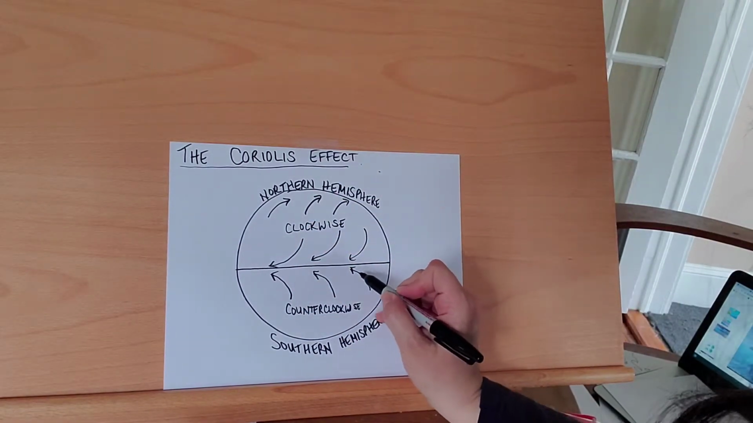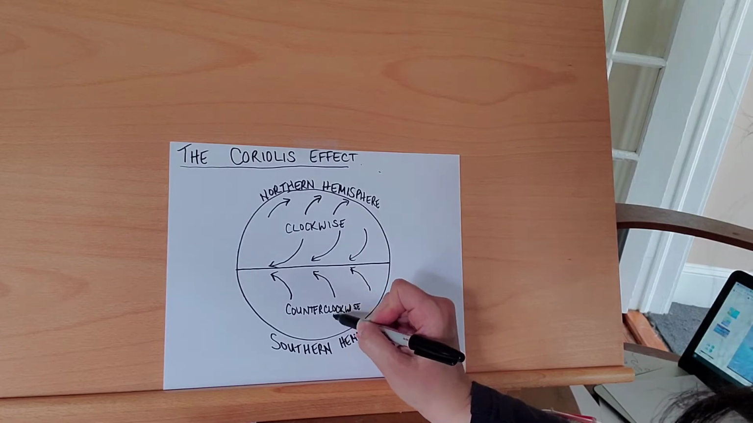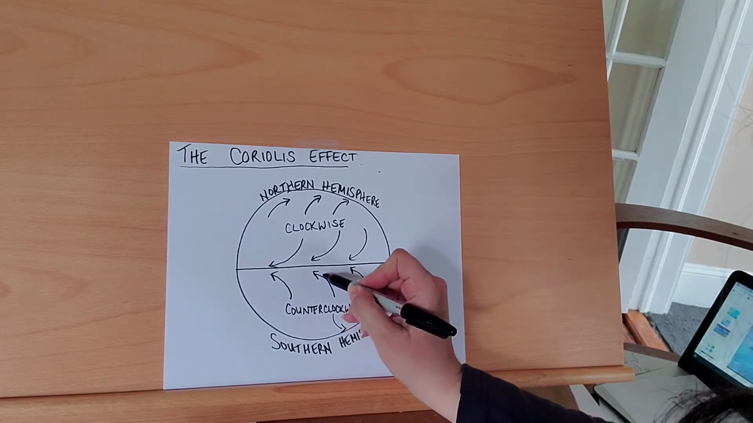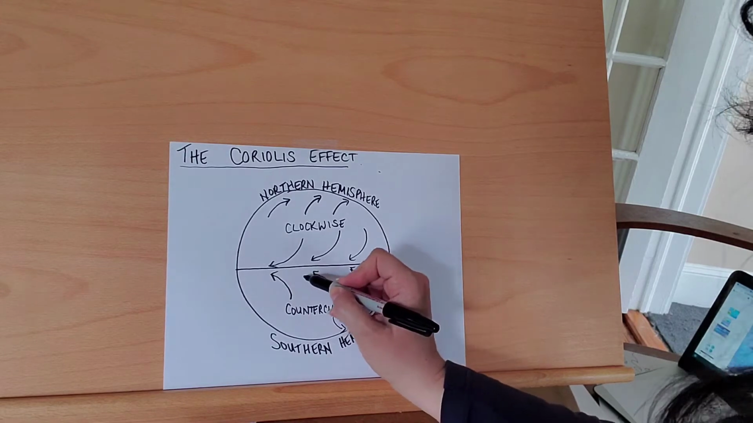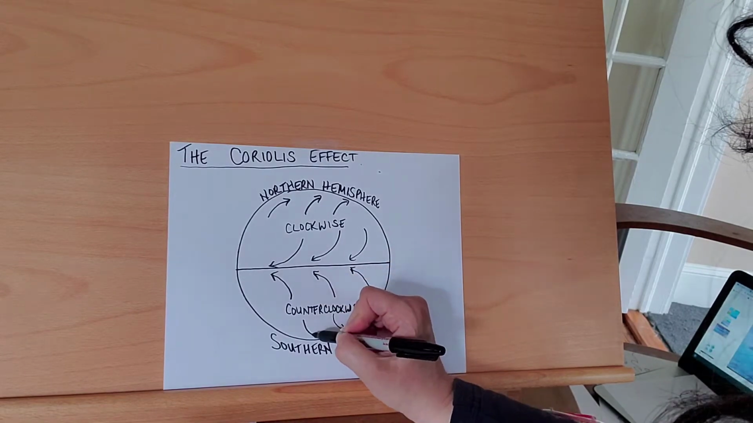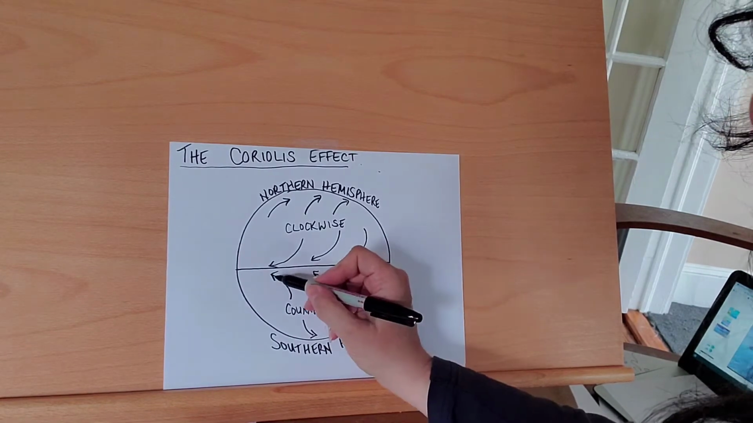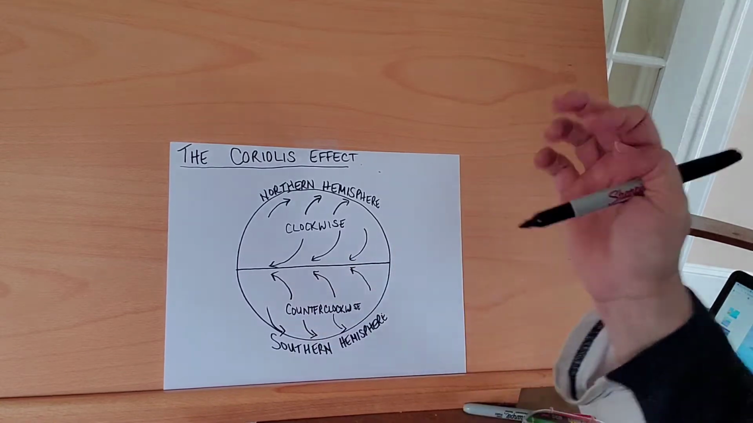And if you were to follow this arrow around into a circle, it would make another arrow here. If you could follow this arrow's curve around into an imaginary circle, it would create another arrow here. This one would create another arrow here.